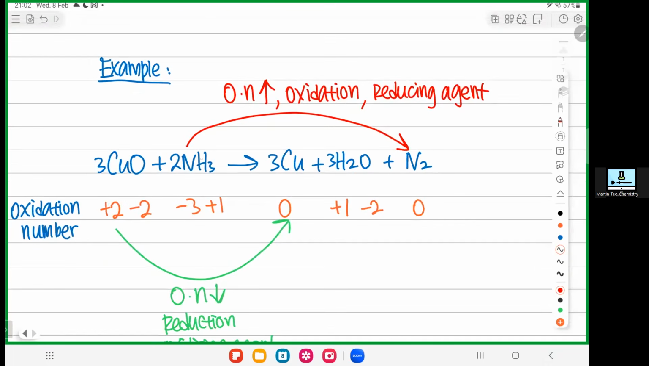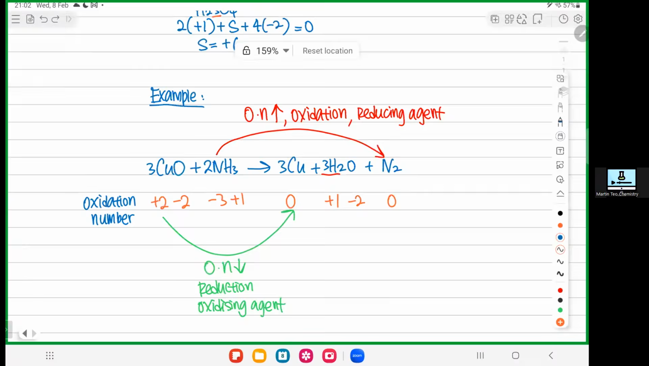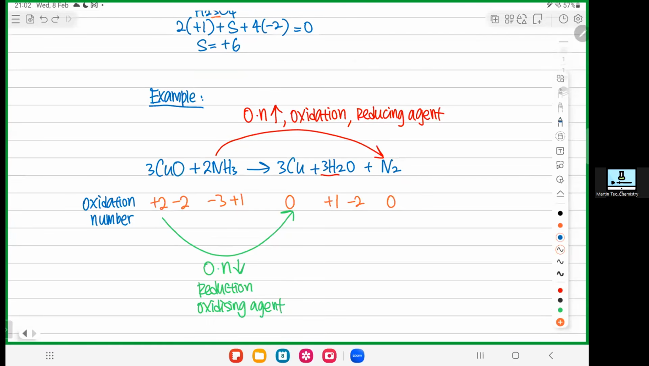So what about the hydrogen here? Hydrogen here is +1. The hydrogen here also +1. So no change. You don't need to do any comparison. That's all. Okay, finished. So that is everything that you need to know for the oxidation number method.